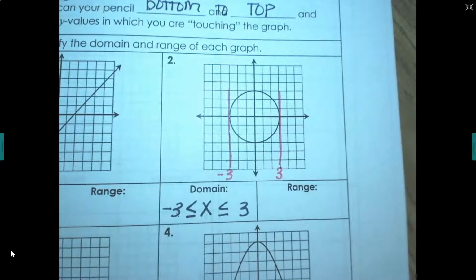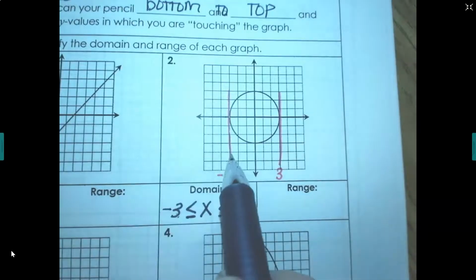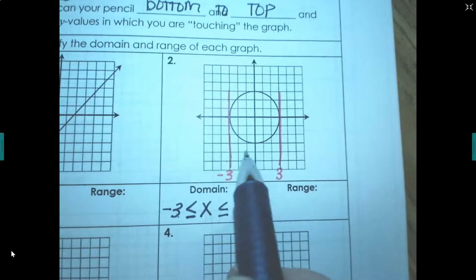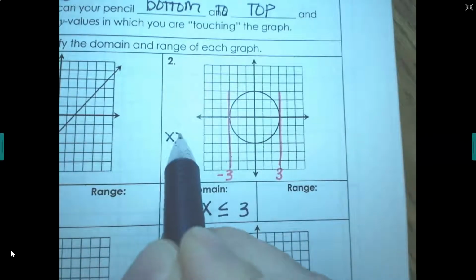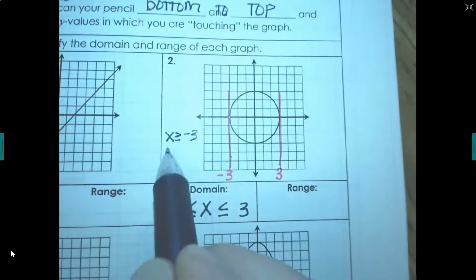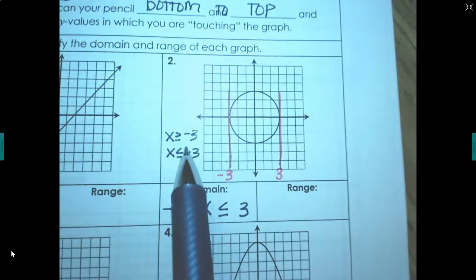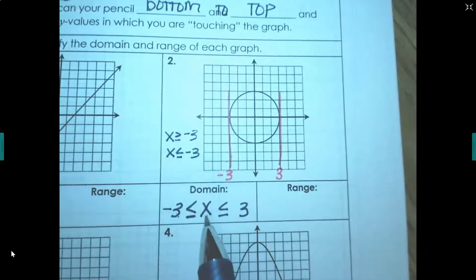So really what we've done is we've kind of written two inequalities together as one. The x values on this side are more than -3, but over here they're less than 3. Okay, so we took these two and we put them together by putting the x in the middle. If I read to the left, I say x is greater than -3, but x is also less than +3.